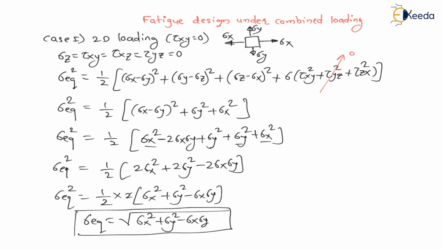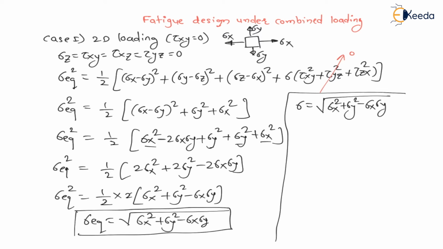This is the distortion energy theory only. This is a distortion energy theory formula. Therefore, for 2D loading having only normal stresses, the sigma equivalent stress is under root of sigma x square plus sigma y square minus sigma x sigma y. This formula we have to use.